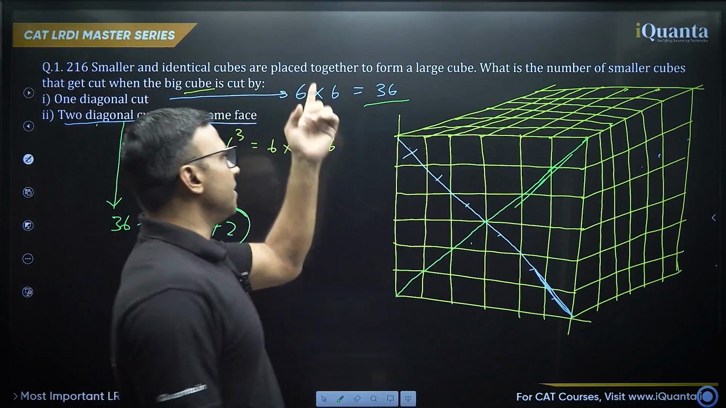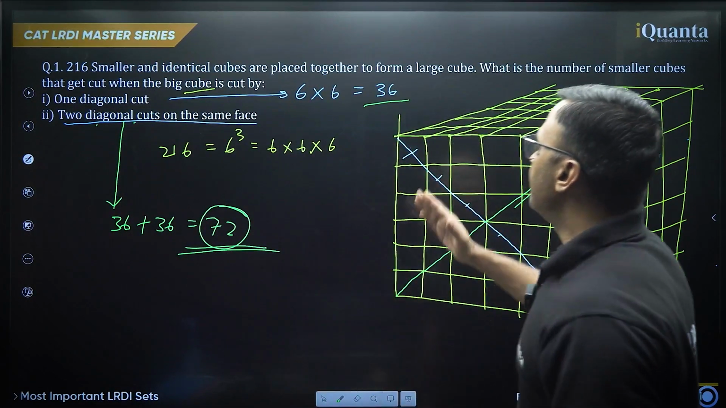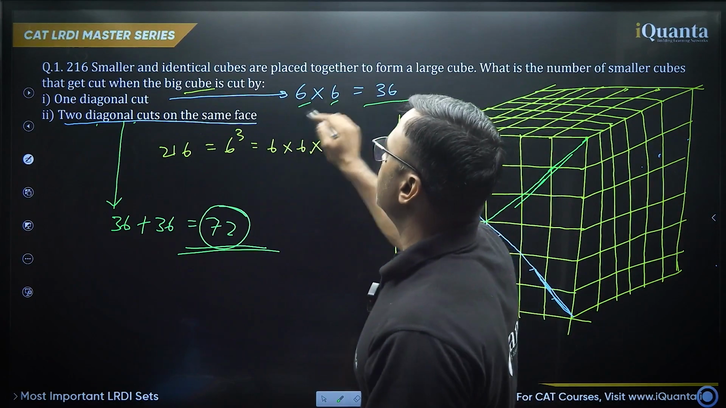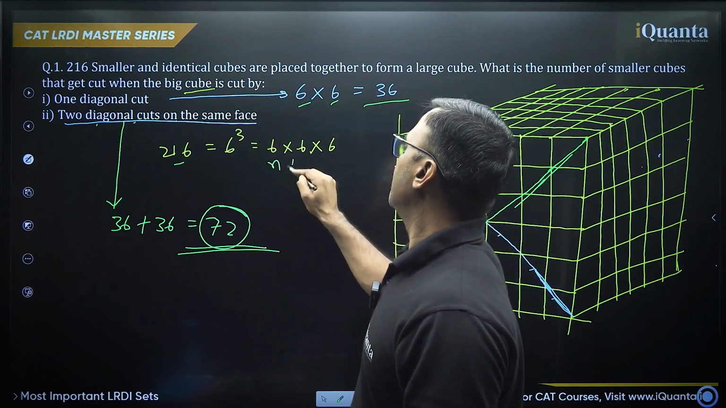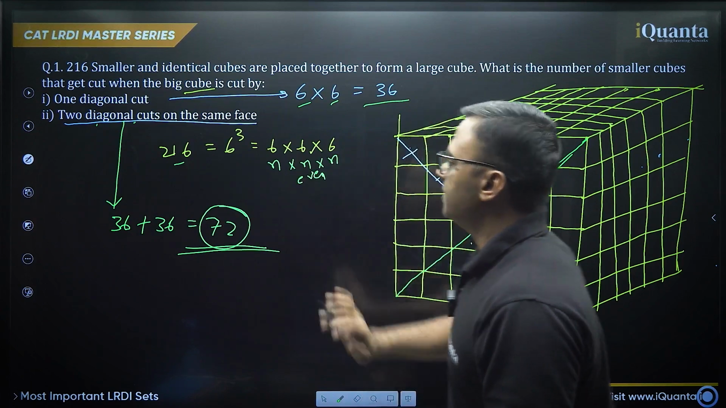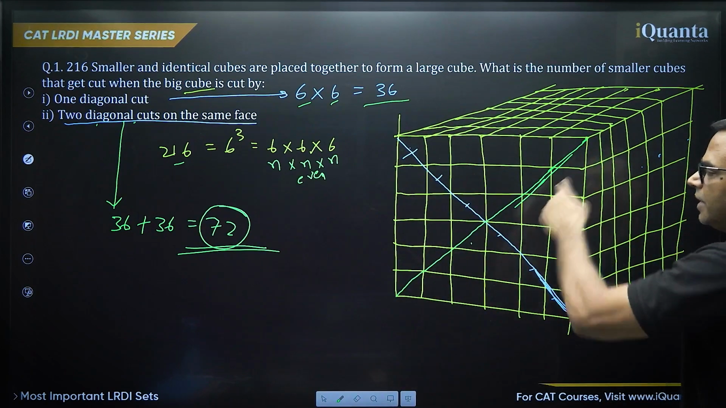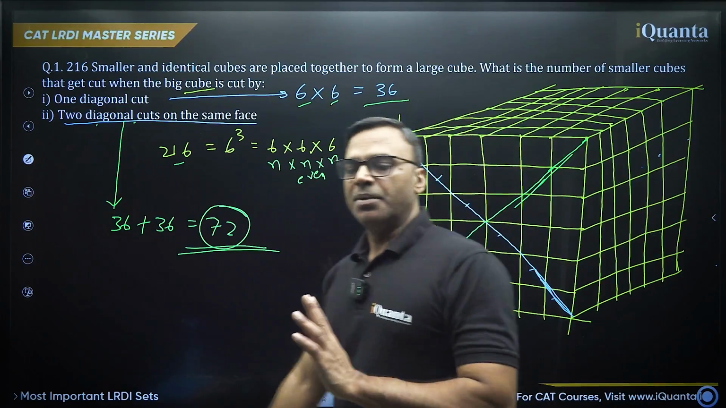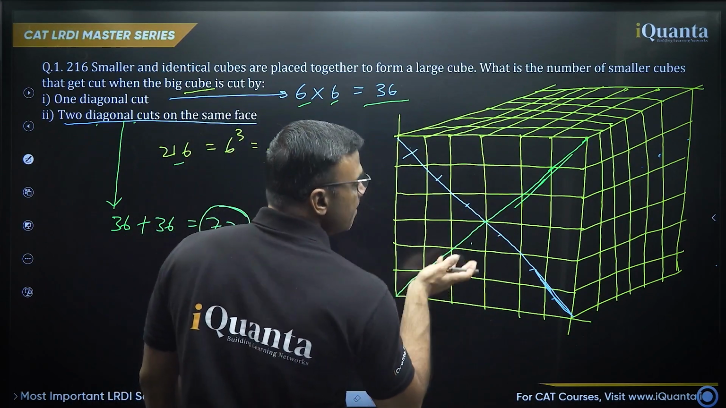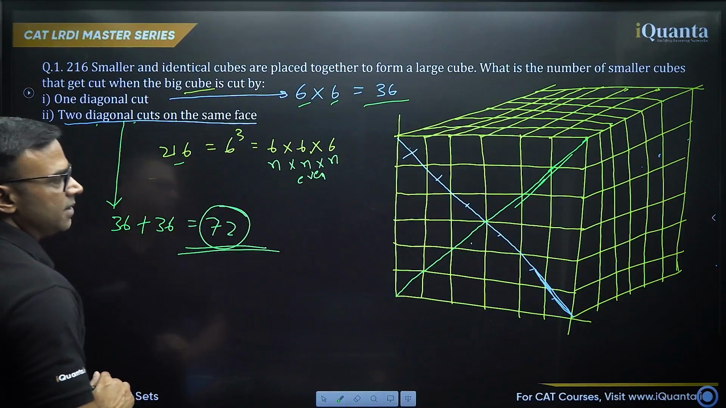Now, one thing you can memorize: whenever we have even numbered layers, when this value n into n into n is even, there will be no overlap by the two diagonals. This is how you can simply memorize it. You can see that there is no overlap. There is no cube which is being cut by both the diagonals.